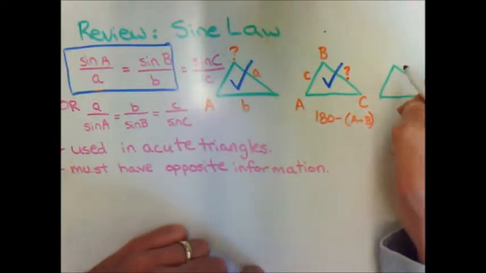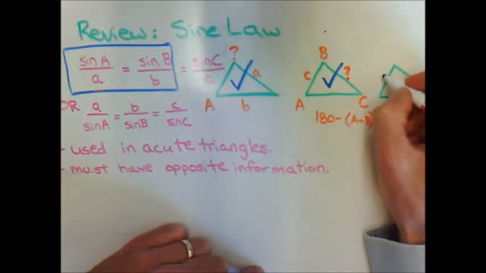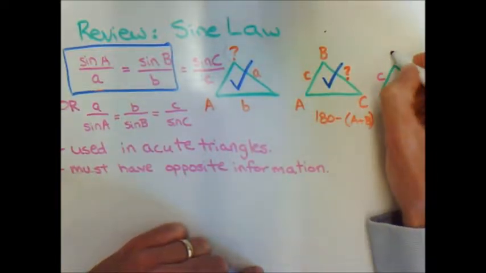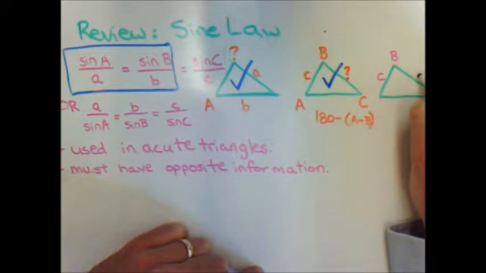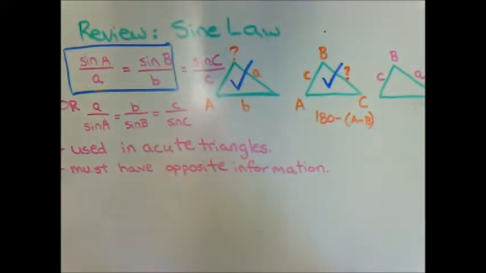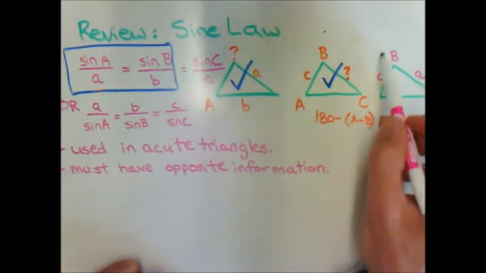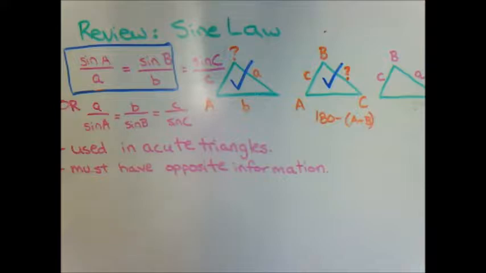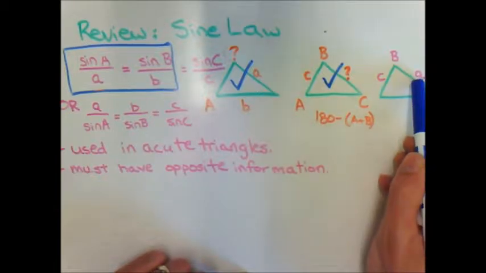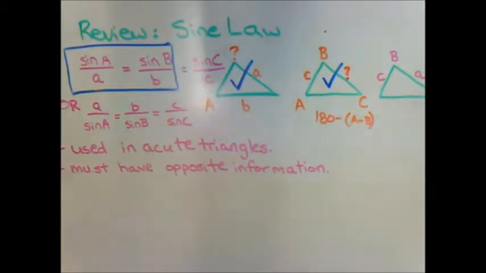Now, I'm going to give you a third one. Let's say you have side C, you have angle B, and you have side A. And you don't have angle A or angle C, and you don't have side length B. Can you use sine law to solve this? Is there any way that you can get opposite information from this side, and the angle that falls in between them? Yes.